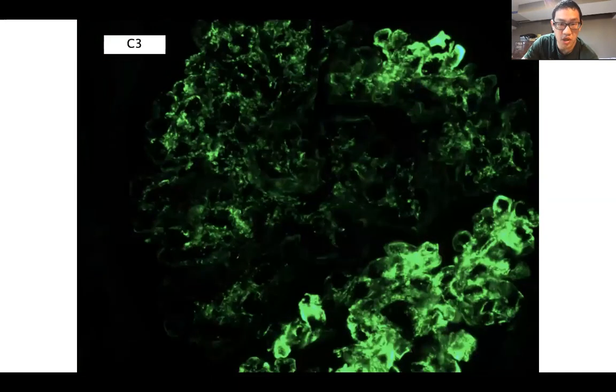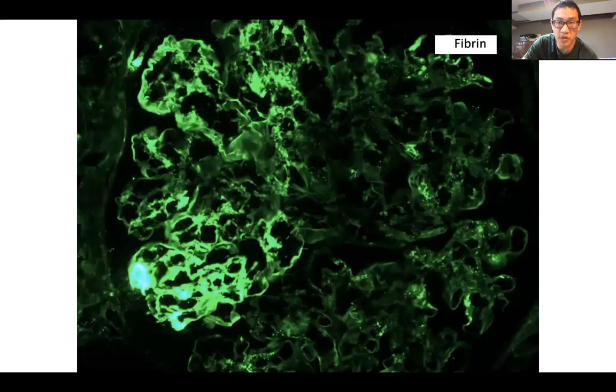There was also C3 staining in this case, despite the fact that the complement levels were normal. And you can actually do fibrin staining on IF too. So that area of fibrinoid necrosis that we saw is, and here's an area of fibrinoid necrosis and what would it look like if you did a fibrin IF stain. You don't have to do this, but you can if you're not sure what you're looking at.